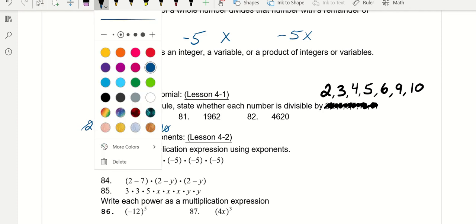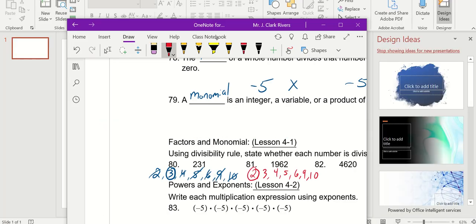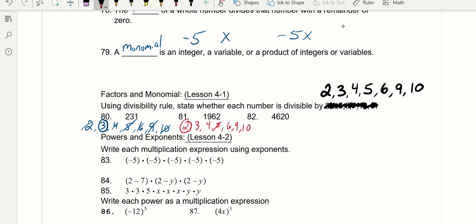All right, let me do the next one in red. 2, 3, 4, 5, 6, 9, and 10. Okay, this is even, so I'm going to circle 2, but I notice it does not end in a 5 or a 0. I'm going to eliminate 5. I'm going to eliminate 10. All right, let's take a look at 3. 1 plus 9 is 10. 10 plus 6 is 16. 16 plus 2 is 18. So 18 is divisible by 3. And it's also divisible by 9. So I'm going to circle 3 and 9. The rule for 6 is if 2 and 3 are circled, you should also circle 6. So this is also divisible by 6.